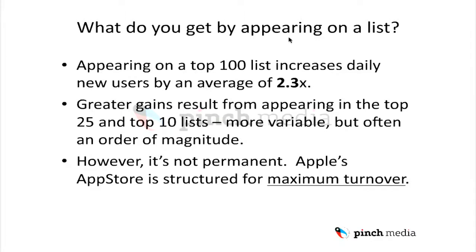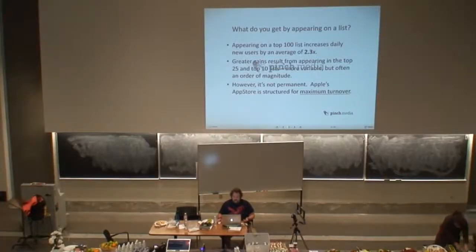Why does anyone care if you get on the top 100 list? So take Steven, right? Steven just cracked the top 100. So it means that by just getting on the top 100 list, you get 2.3 times more users. That's the argument of why you want to bunch up your publicity. You get 2.3 times more users, which is huge. So there's obviously greater gains from getting in the top 10, the top 25 or whatever.